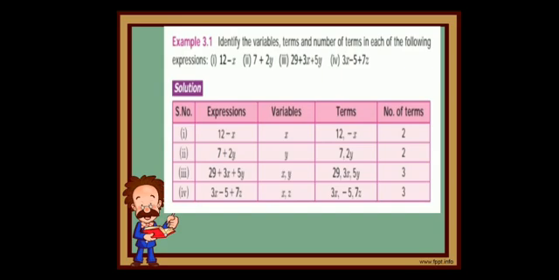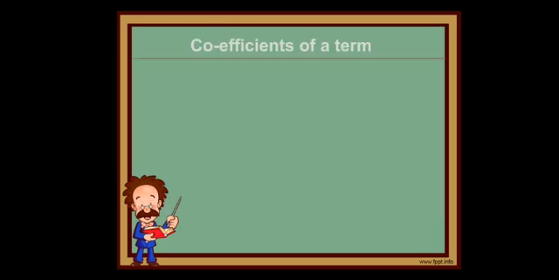Okay, so now we'll see what is coefficient of a term. Each factor or product of factors is called the coefficient of the remaining product of factors. It is difficult to define it like this, so we'll take an example. We'll understand what is coefficient, then we'll see the definition. So at that time it will be easy to understand.